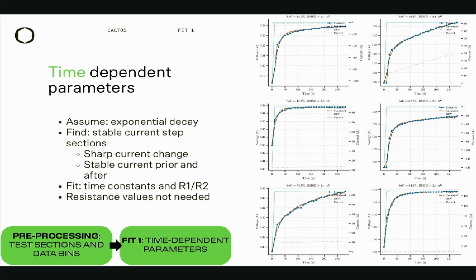And to find these sections to fit to, I look for steep, sharp current changes in the data, as well as a stable current prior and after the step. And using these sections, I can then find the time constants as well as the ratio between the fast and slow resistance components. The key idea here is that the resistance magnitude isn't known yet, but the shape is consistent, so that can be fitted first.